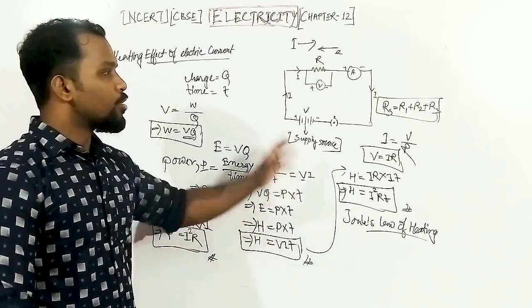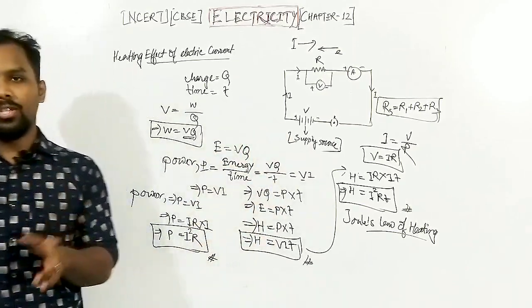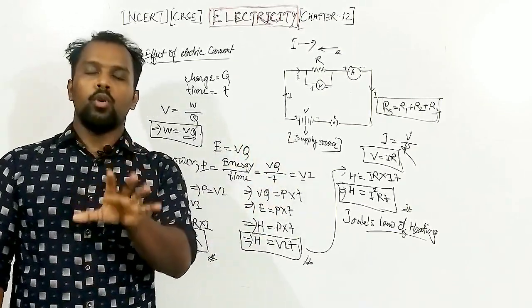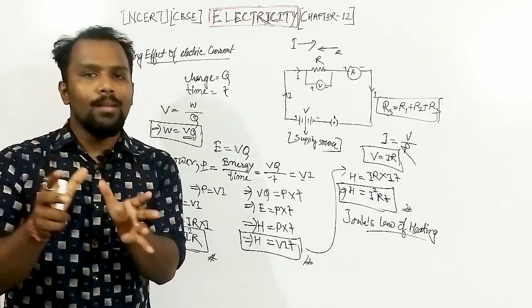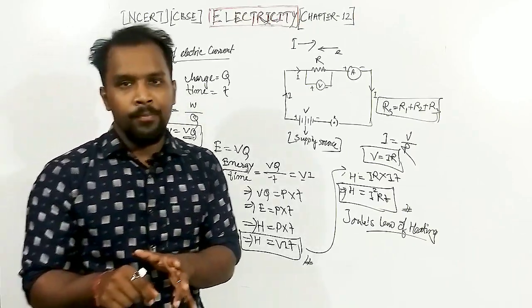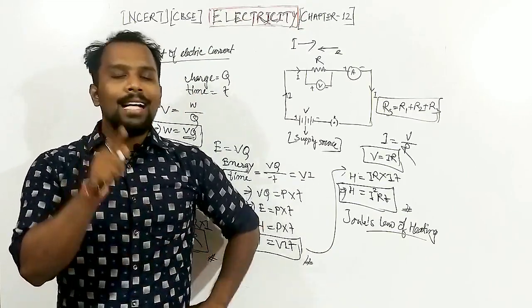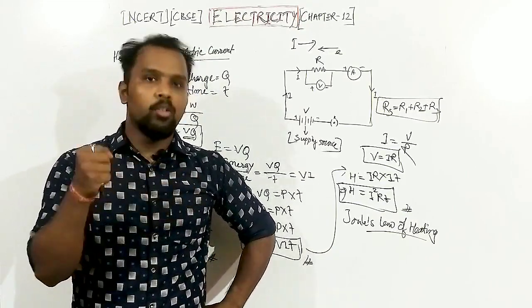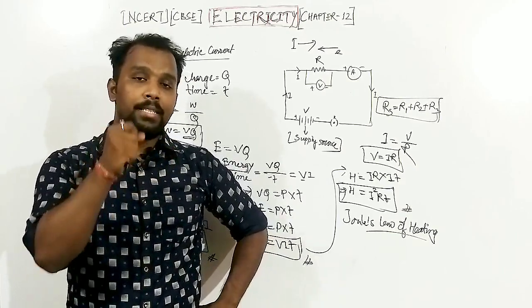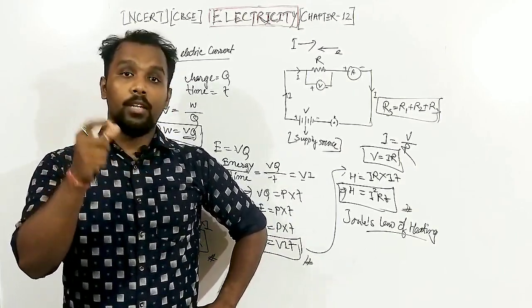Now, Joule's law of heating we use in our day-to-day life too. You have observed certain bulbs where filaments are present. What is that filament made of? Tungsten. That tungsten is capable of taking a high amount of heat. Once it gets the required amount of heat, it glows.